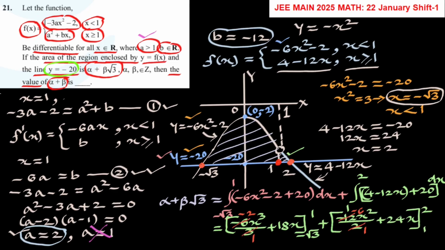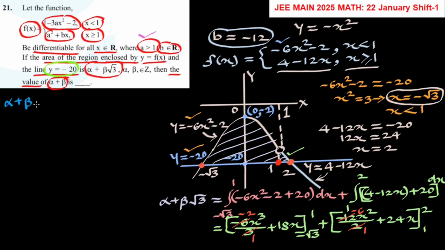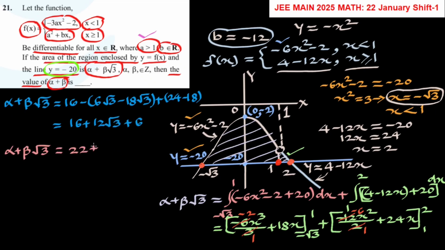Let us wipe this initial part. So alpha plus beta root 3 equals 16 minus 6 root 3 minus 18 root 3 plus 24 minus 18. 16 plus 12 root 3 plus 6, 22 plus 12 root 3. Comparing left hand side and right hand side, alpha is 22 and beta is 12. So the required value alpha plus beta will be 22 plus 12, 34.